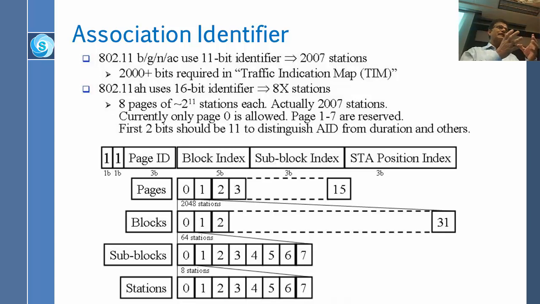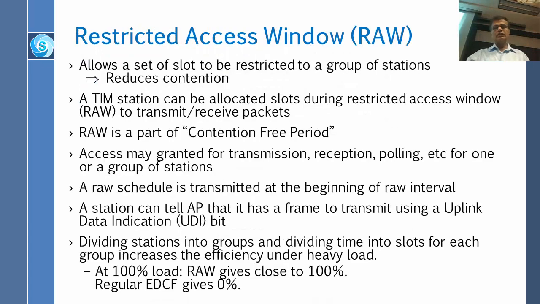That way, only 8 or 9 people will contend for that particular slot and not 8,000, or 2,000 like in the original standard. Okay? So that way, the efficiency goes up for a large number of stations. The restricted access window is exactly that: a slot which is reserved for a group of stations. So there are a whole set of slots, and each slot is reserved for a group. In that way, it reduces the contention.